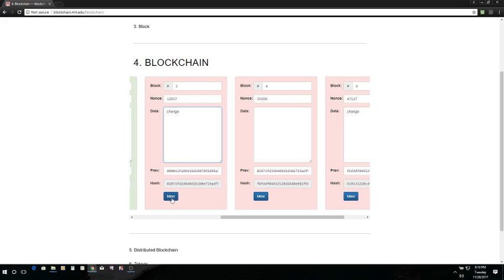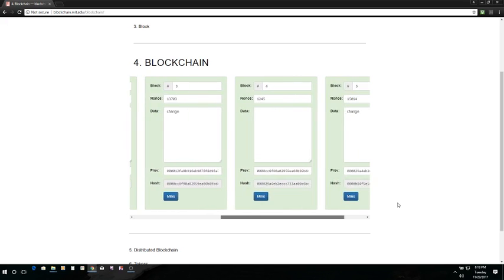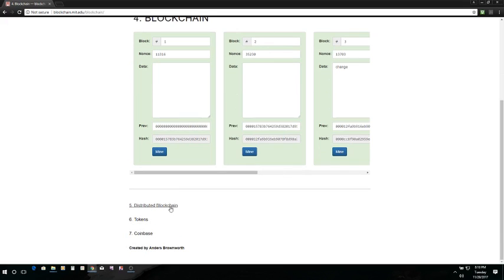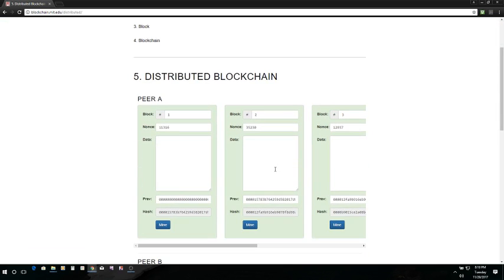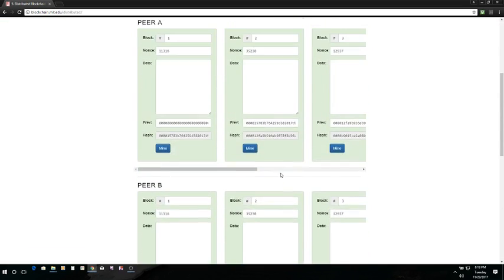So I'm going to have to remine block 3, block 4, and block 5 for this to be an acceptable blockchain. Okie dokie. All right, now we're going to move to distributed blockchains. Now, this is how Bitcoin operates.